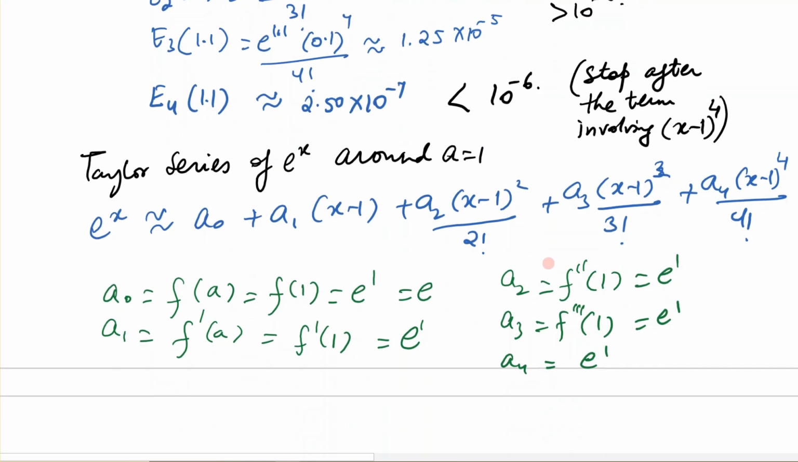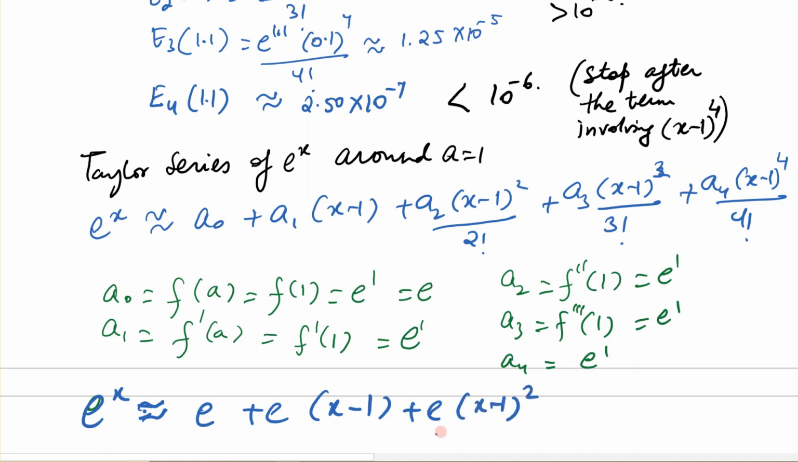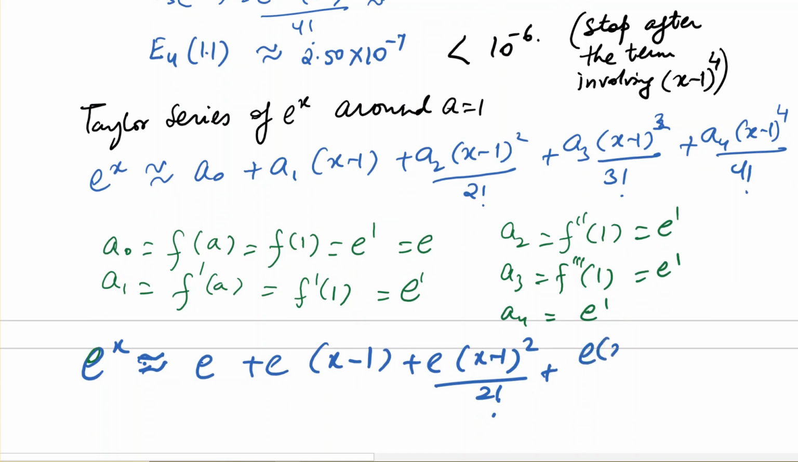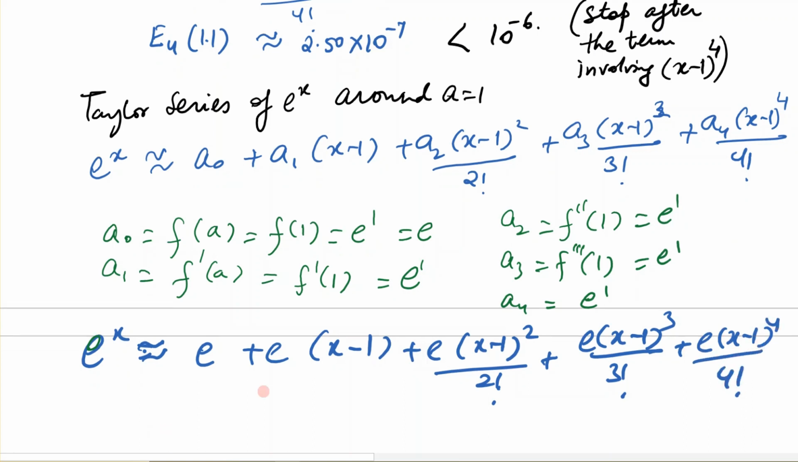So plugging in the values of all the derivatives, we get e raised to power x is equal to, in just the first few terms, e raised to power 1 plus e times x minus 1, plus e times x minus 1 squared over 2 factorial, plus e times x minus 1 cubed over 3 factorial, plus e times x minus 1 raised to power 4 over 4 factorial. So e can be taken out as a common factor.